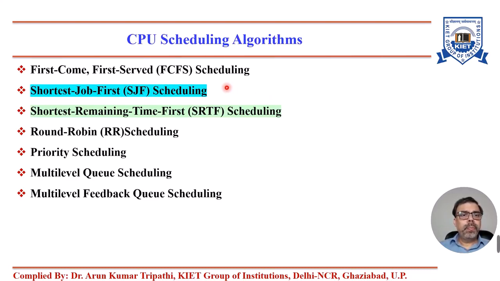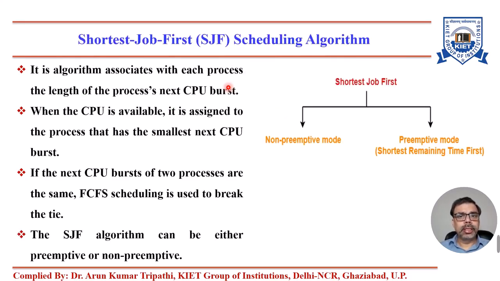If an algorithm is non-preemptive, it means once the processor is assigned to a process, it will continue until it completes. That is known as SJF. In the case of preemptive, SJF is known as shortest remaining time first. We will discuss this in the next few slides. Since SRTF is a special case of SJF, I am covering these two algorithms simultaneously.